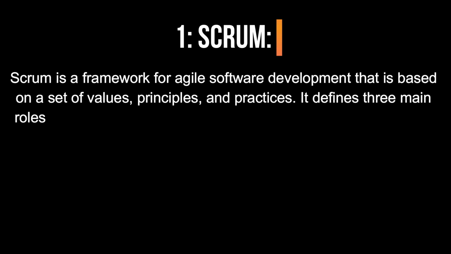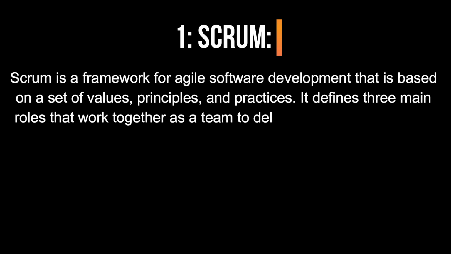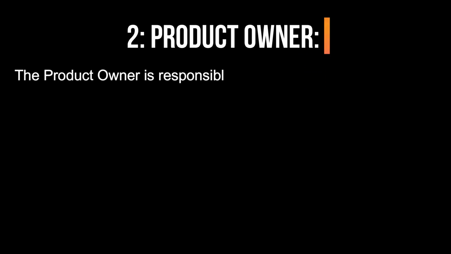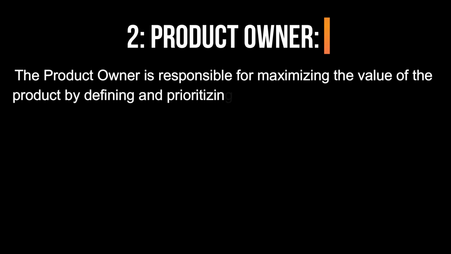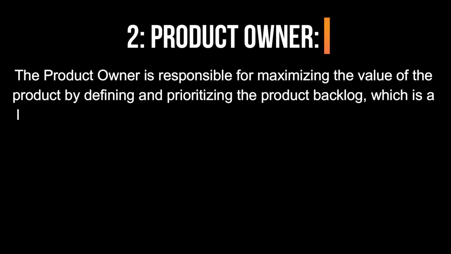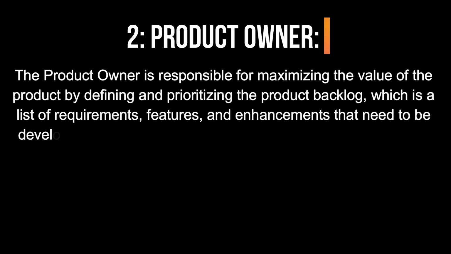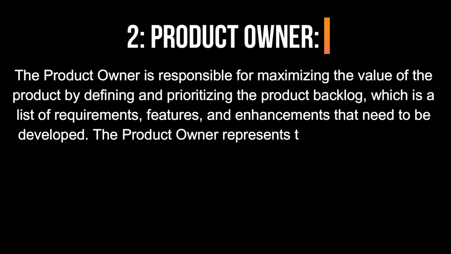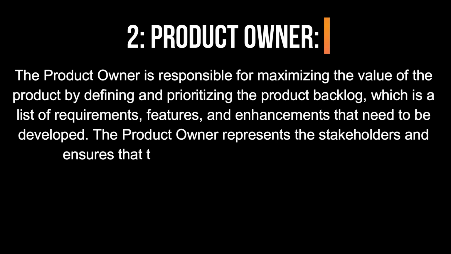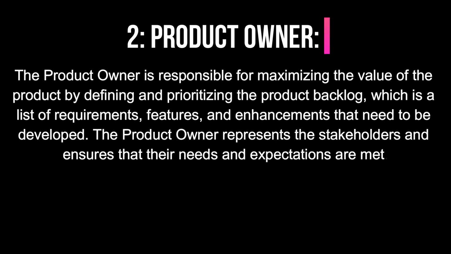It defines three main roles that work together as a team to deliver high-quality software in an iterative and incremental manner. 2. Product Owner. The product owner is responsible for maximizing the value of the product by defining and prioritizing the product backlog, which is a list of requirements, features, and enhancements that need to be developed. The product owner represents the stakeholders and ensures that their needs and expectations are met.